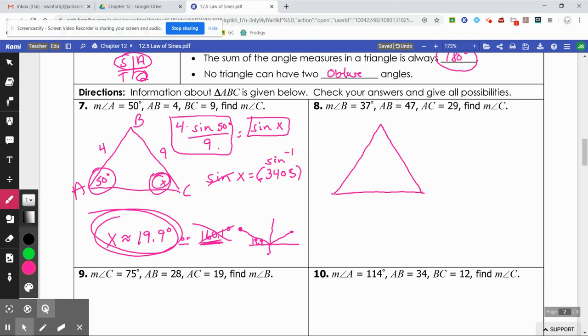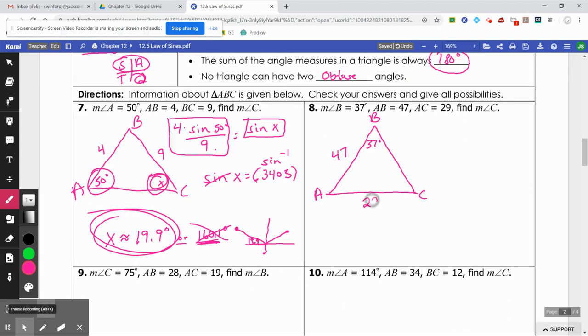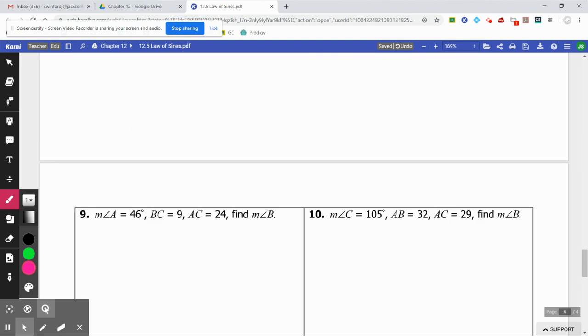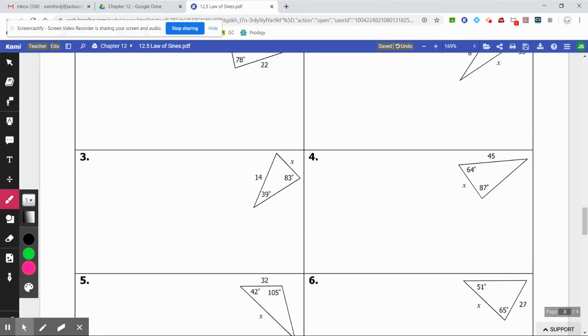And just know that this drawing might not be extremely accurate as to how this triangle would look. I just need somewhere to label my information. I know that angle B is 37 degrees. I know that AB is 47. AC is 29. And I'm asked to find the measure of angle C. It's jumping all over the place on me here.